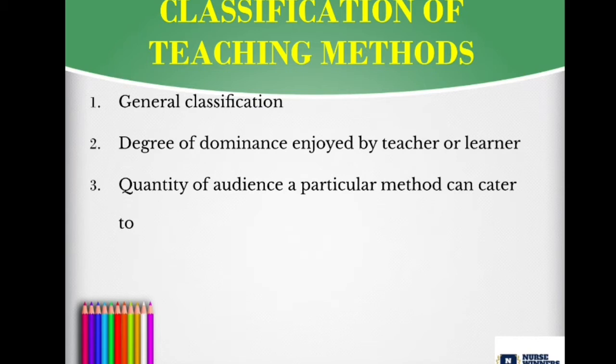Third is based on quantity of audience, that is the number of audience to whom the teacher is going to teach, whether it is a small group or else a big group. We will have a detailed description about it. So what are the various classifications of teaching methods? One is the general classification. Second is degree of dominance enjoyed by a teacher or a learner. And third is the number of audience to whom you are going to give this information.